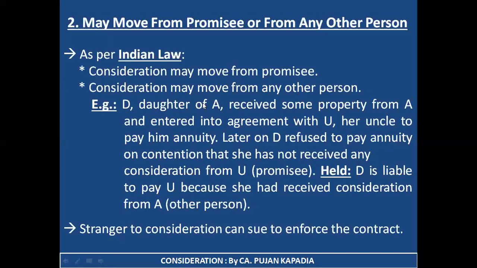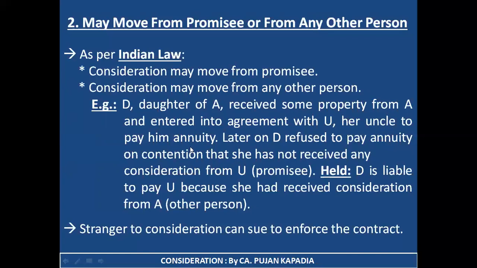D, who was the daughter of Mr. A, received some property from A and entered into an agreement with U. Let's read it again so that you can clarify the scenario. D, who was the daughter of Mr. A, fine. She received some property from Mr. A and entered into an agreement with U. Who was U? U was her uncle, to pay him an annuity.